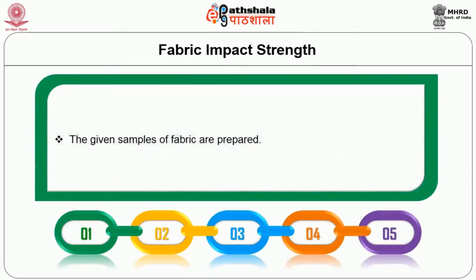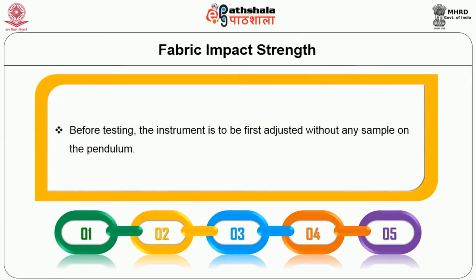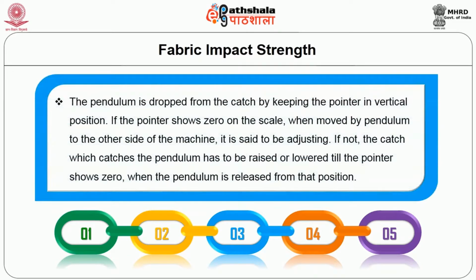Fabric impact strength. The given samples of fabric are prepared. Before testing, the instrument needs to be adjusted without any sample on the pendulum for calibration. The pendulum is dropped from the catch by keeping the pointer in vertical position. If the pointer shows 0 on the scale when moved by the pendulum to the other side of the machine, it is said to be adjusted. If not, the catch which catches the pendulum has to be raised or lowered till the pointer shows 0 when the pendulum is released from that position.